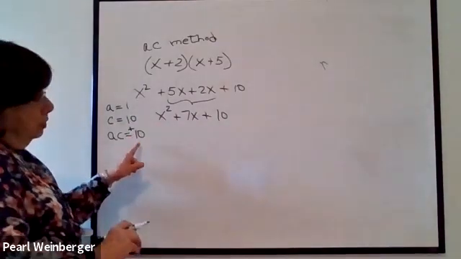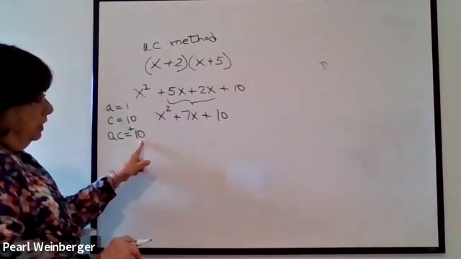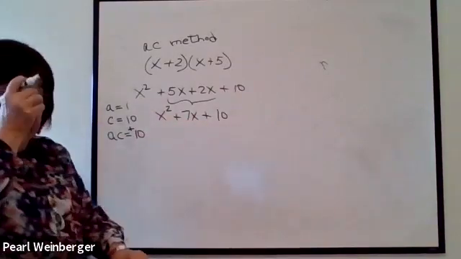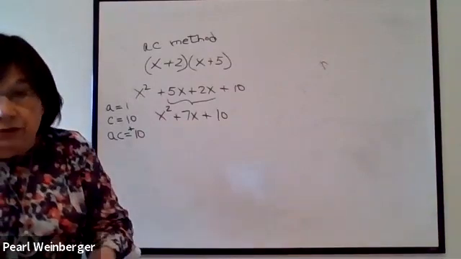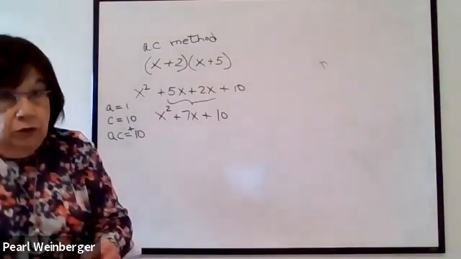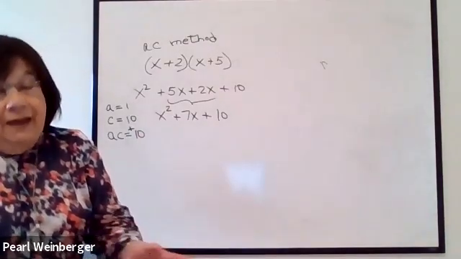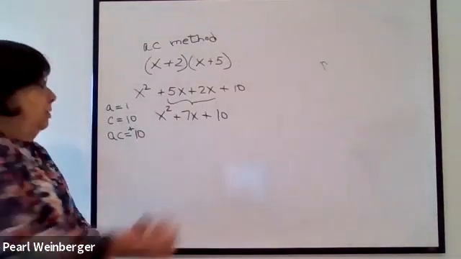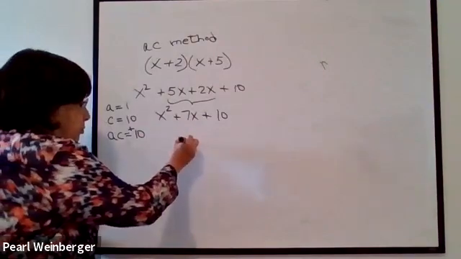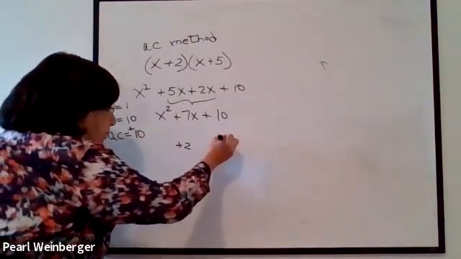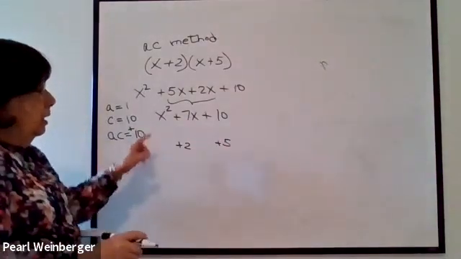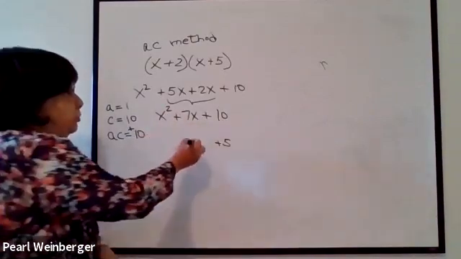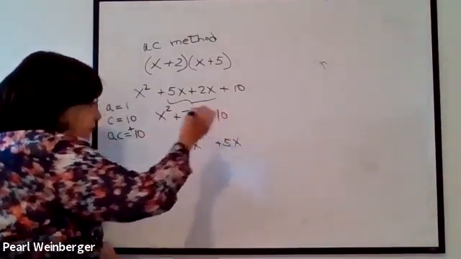So I'm looking for two numbers that are going to multiply to positive 10, but when I add them, they're going to add up to positive 7. Now, can you think of any numbers that work like that? Two numbers that multiply to 10 and add up to 7. And yes, Akeem, you're absolutely right. One number is a positive 2 and one number is a positive 5. Which means I'm going to take this 7x and break it up into a positive 2x and a positive 5x.